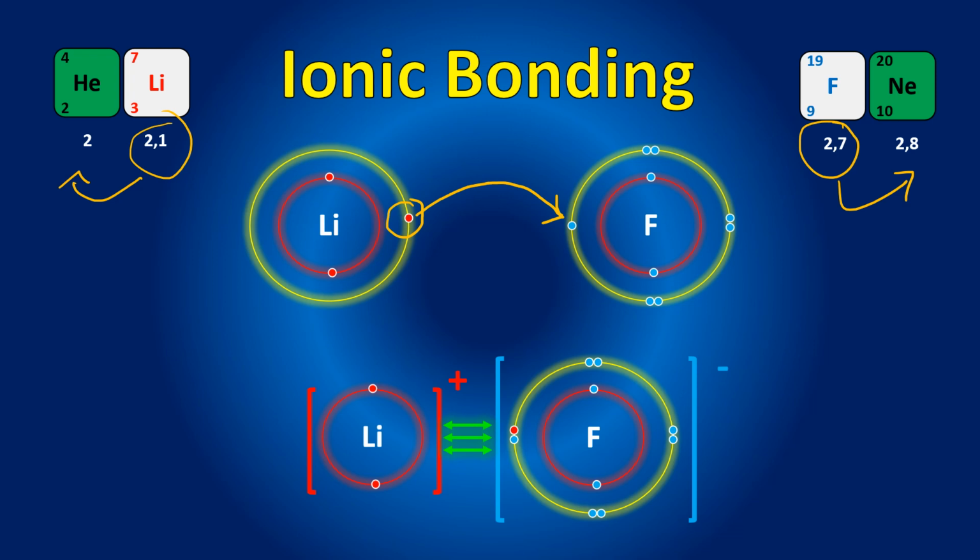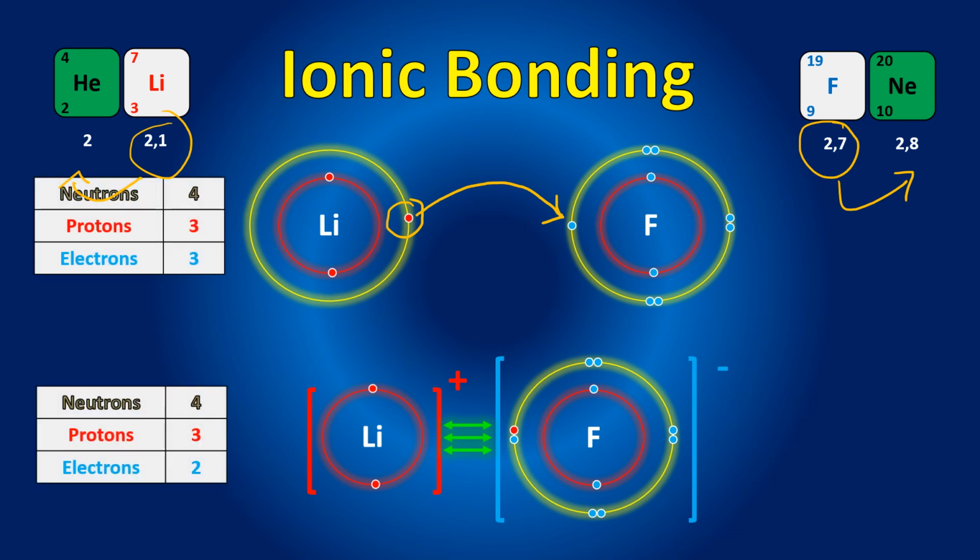So when this happens, they form ions. Why are they ions? Because as an atom, we've got equal numbers of protons and electrons. As an ion, they're not equal. So the positive charge for lithium, for the metal, comes from the fact it's got 1 more positive proton than it has electrons. It's lost 1 electron.